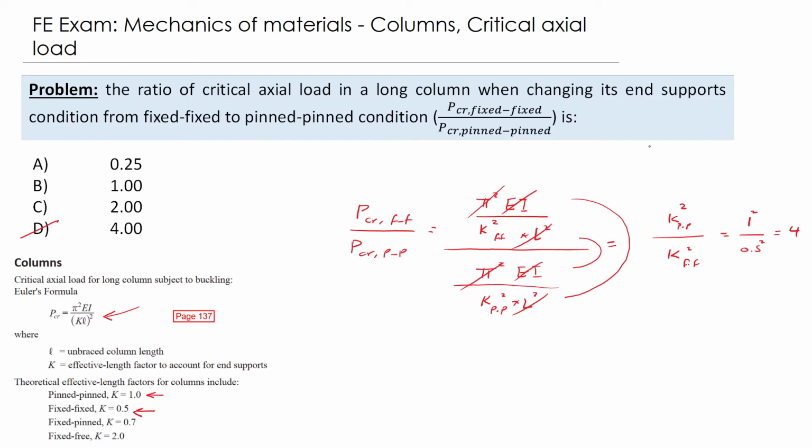Now, for columns that are short, most of the time the critical load is basically the yielding load, which comes from the yielding stress, which is Fy multiplied by the cross-sectional area. So this is most of the time the critical load for our short columns. That's why this section is mainly for long columns.